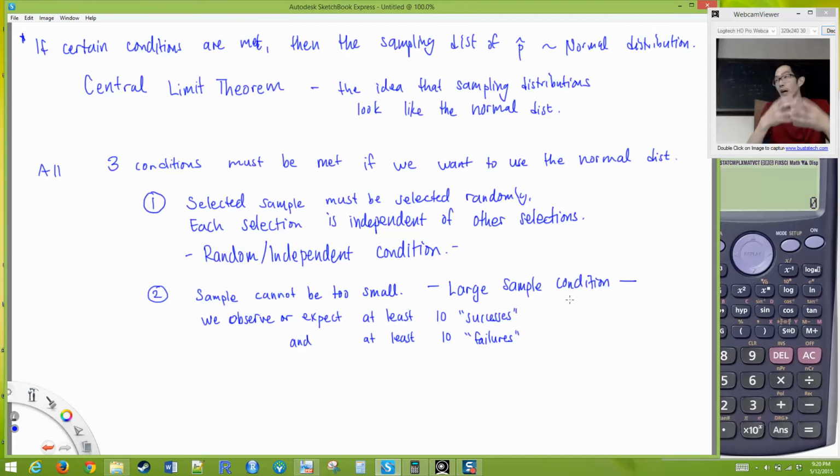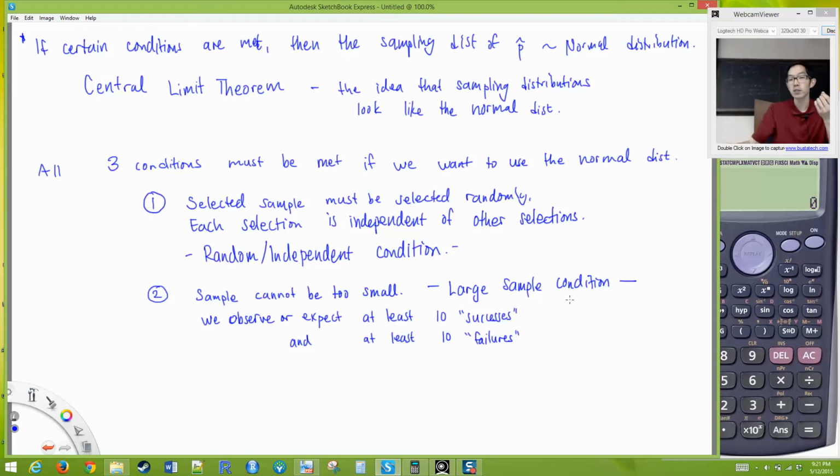So for example, when we were counting the orange pieces of candy out of our sample, we should at least expect at least 10 orange pieces and at least 10 pieces that are not orange. So when we took samples of size 50, we said we expect 15 pieces to be orange, right? 15 is bigger than 10, so that's met. Okay? If 15 out of 50 are orange, how many will be not orange? 50 minus 15, 35. Okay? So we're expecting 15 to be orange, and we're expecting 35 not to be orange. Both of those numbers are bigger than 10, so this large sample condition is met.